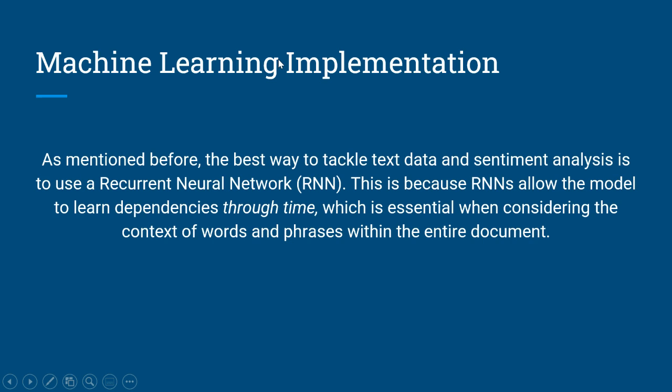Lastly, as I mentioned before, the best way to tackle text data and natural language processing and sentiment analysis is using a recurrent neural network, because that allows the model to learn dependencies through time through a series, which in this case would be the vector of words being used to train the data. And this is really essential when considering the context of words and phrases and being able to look back into time to a previous phrase, sentence, or paragraph to better understand the context of the words being used and hopefully the emotions being elicited.